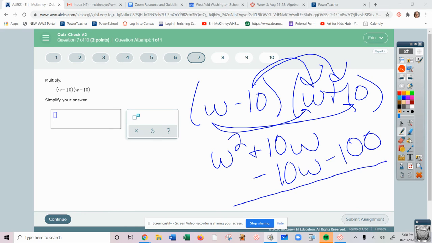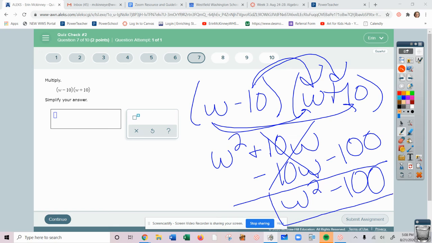Okay, so just like we were doing before, but now when we combine like terms right here in the middle, a positive 10 and a negative 10 becomes 0. And so all we have left is W squared minus 100. And that's our final answer.